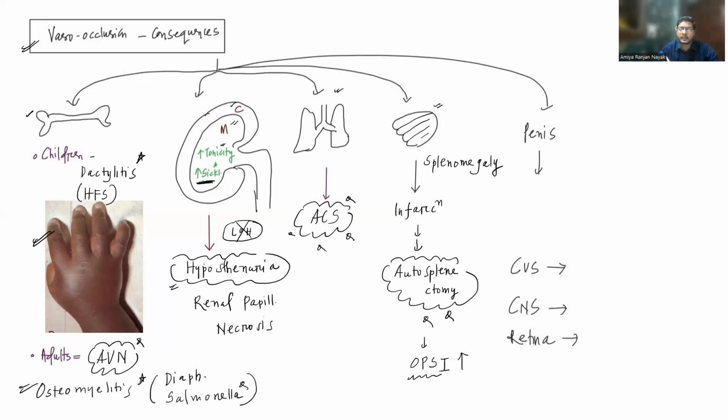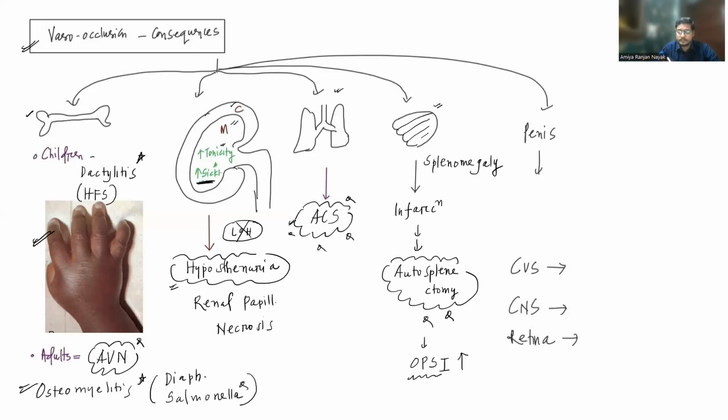Acute chest syndrome is multifactorial. It is not only due to vaso-occlusion. Vaso-occlusion is one of the mechanisms, but this can be aggravated or precipitated by some kind of infection or some kind of fluid overload. Sometimes it may be because of fat embolism. So there are various factors that can cause acute chest syndrome, and it is definitely a life-threatening situation.